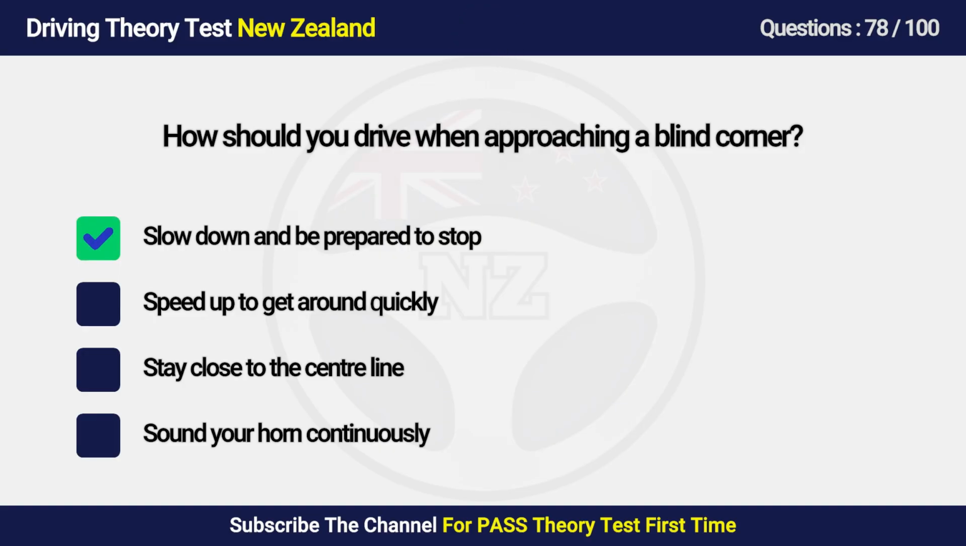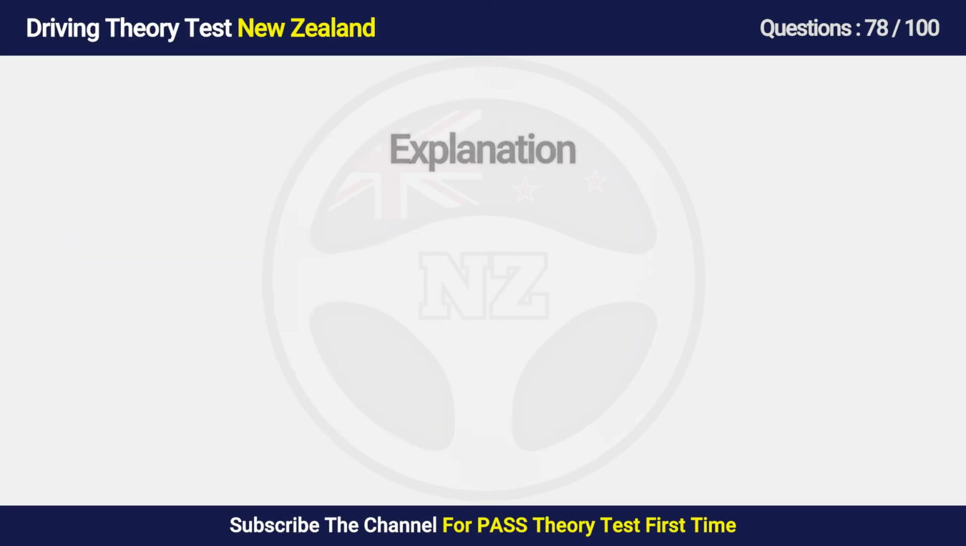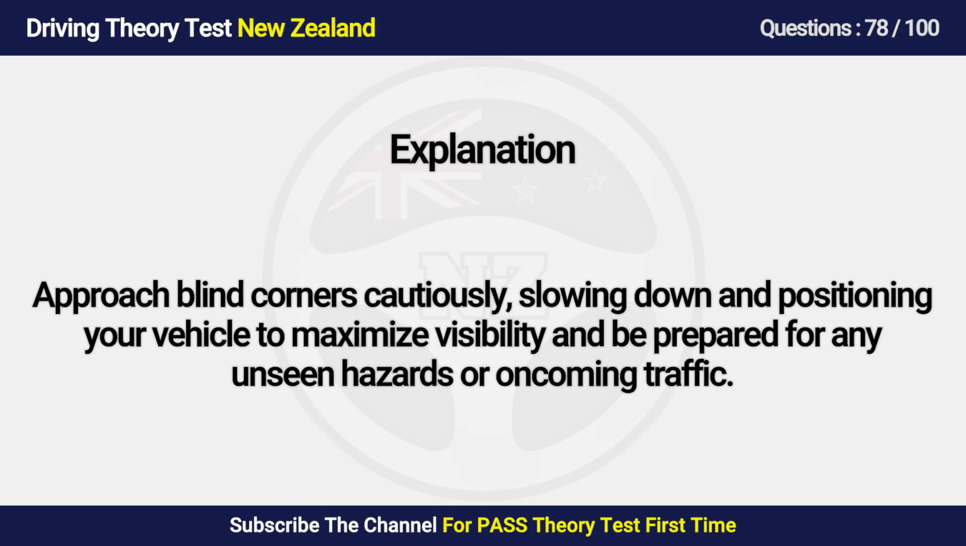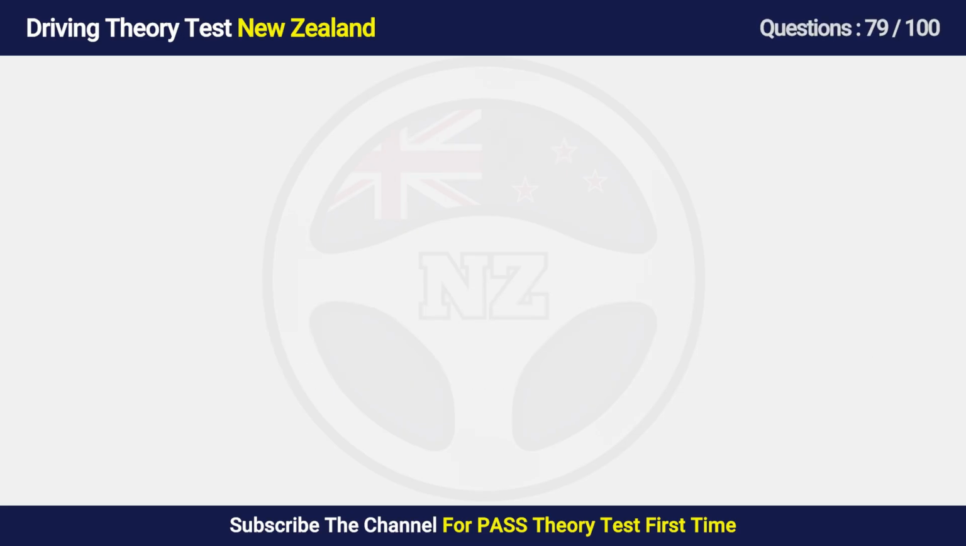Answer is A. Slow down and be prepared to stop. Approach blind corners cautiously, slowing down and positioning your vehicle to maximize visibility, and be prepared for any unseen hazards or oncoming traffic.